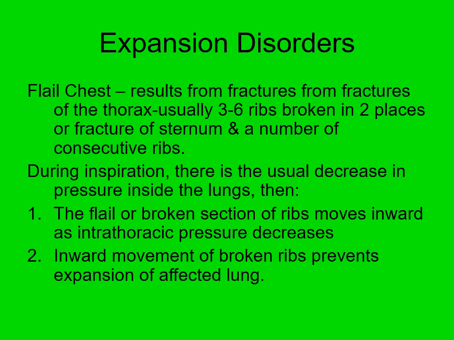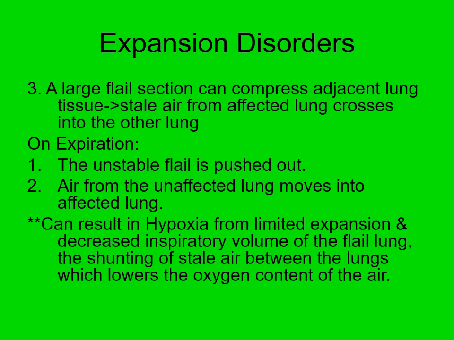Flail chest is something that results from fractures of the thorax. Usually 3 to 6 ribs are broken in 2 places, or there is a fracture of the sternum and a number of consecutive ribs. During inspiration, there is a usual decrease in pressure inside the lungs, which makes the flail or broken section of the ribs move in from the decrease in pressure.